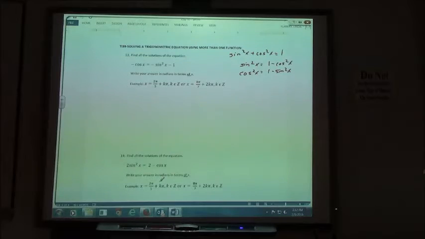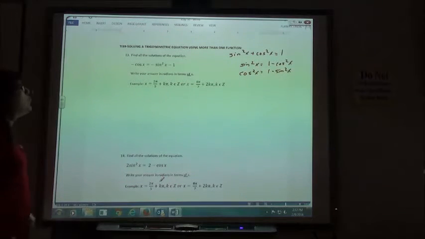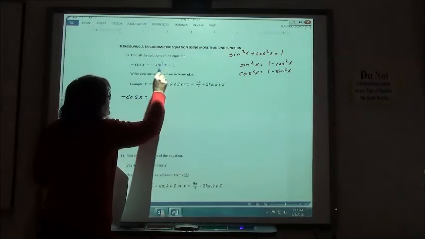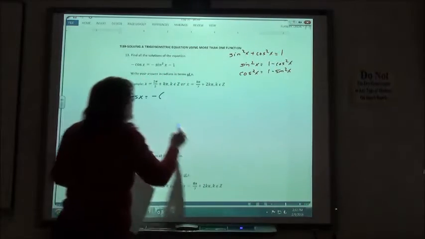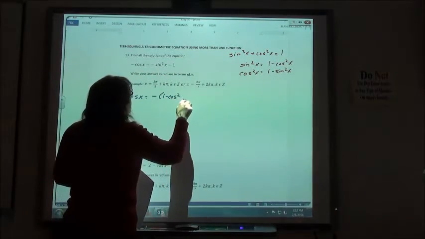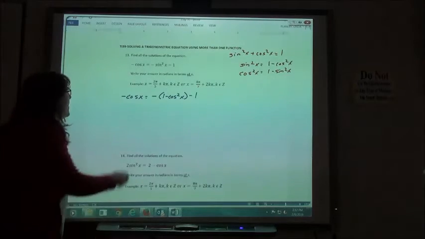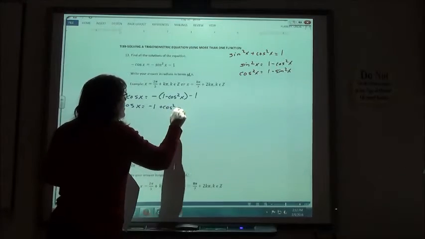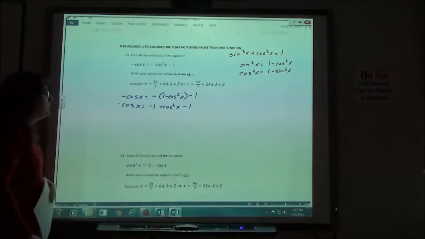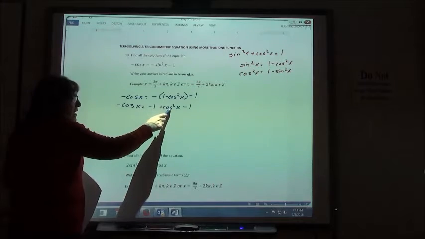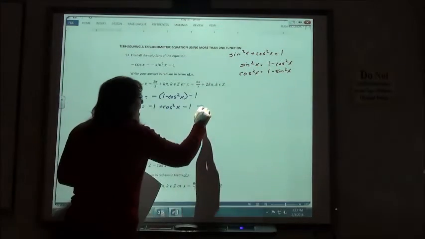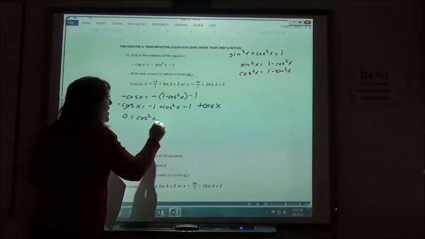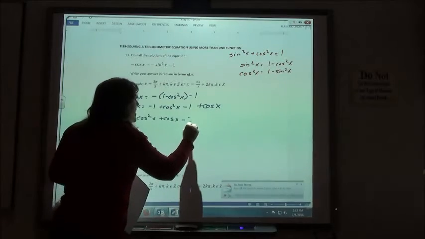So if I have negative cosine of x equals sine squared of x minus 1, I'm going to have negative cosine of x equals, and in for the sine squared of x, I'm going to use 1 minus cosine squared. Then I'm going to simplify that. So negative cosine of x equals negative 1 plus the cosine squared of x minus 1. Solving that so that my cosine squared is positive means I would add my cosine of x. So 0 equals the cosine squared of x plus the cosine of x minus 2.